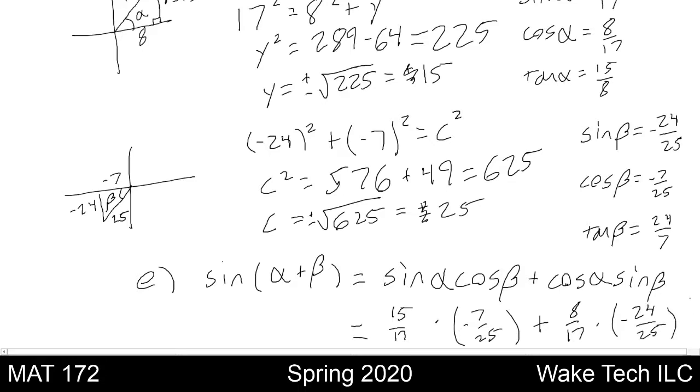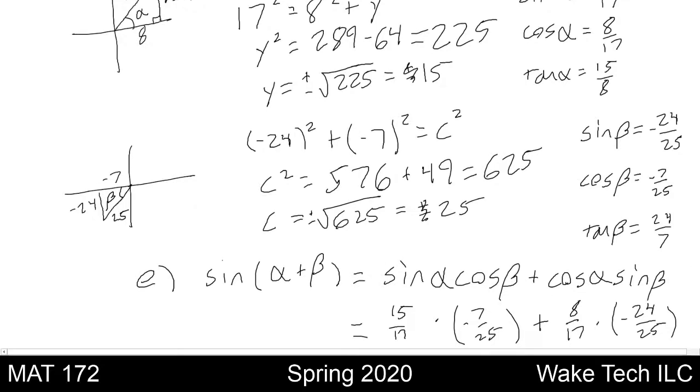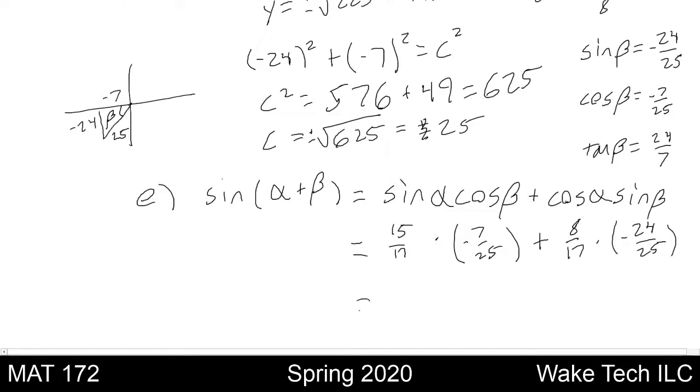And this is a job for a calculator here. We can get some values once we simplify this. 15/17 times negative 7/25 plus 8/17 times negative 24/25. And the value I end up with is negative 297/425. And that would be sine of alpha plus beta.